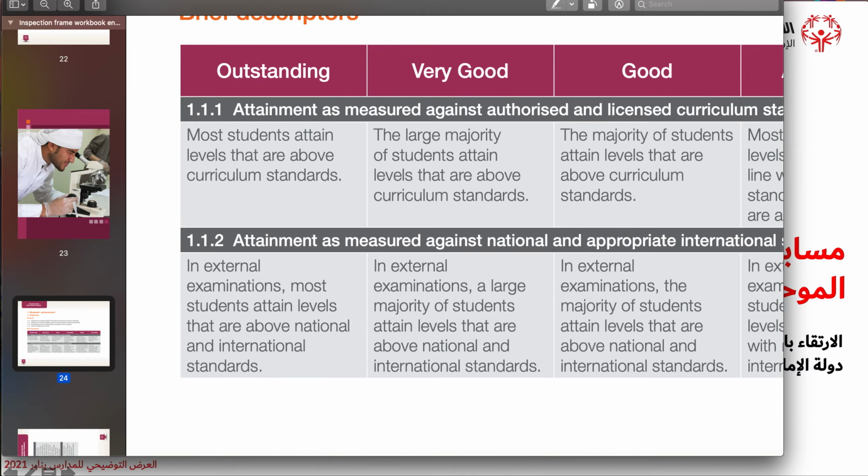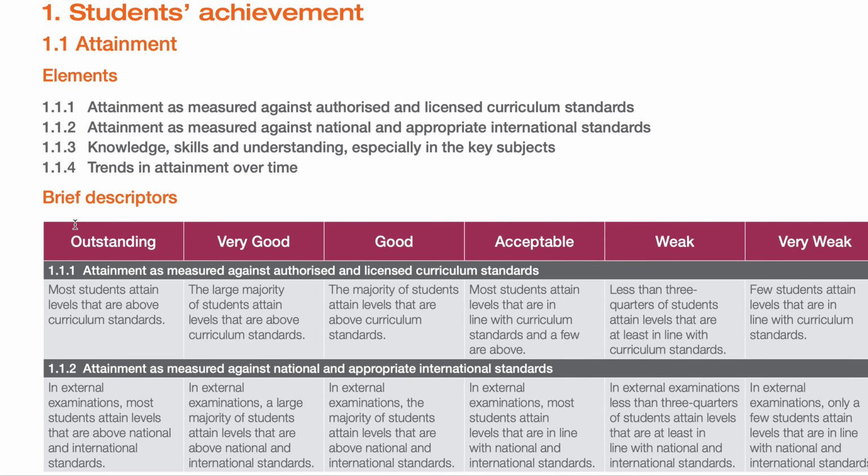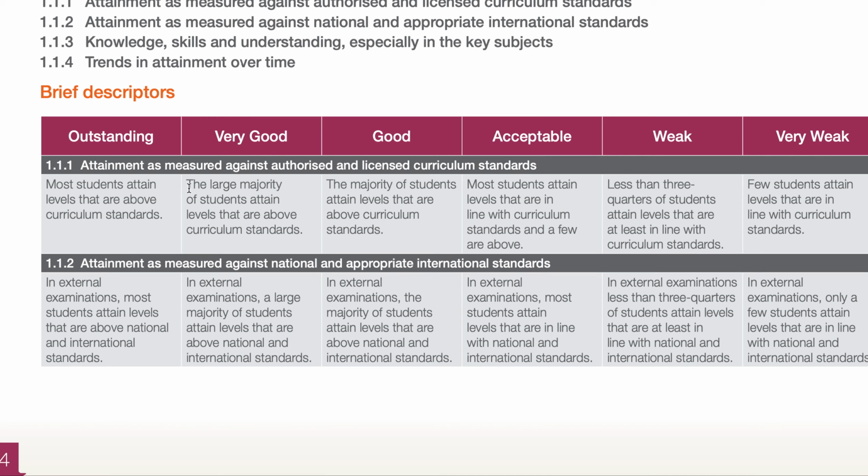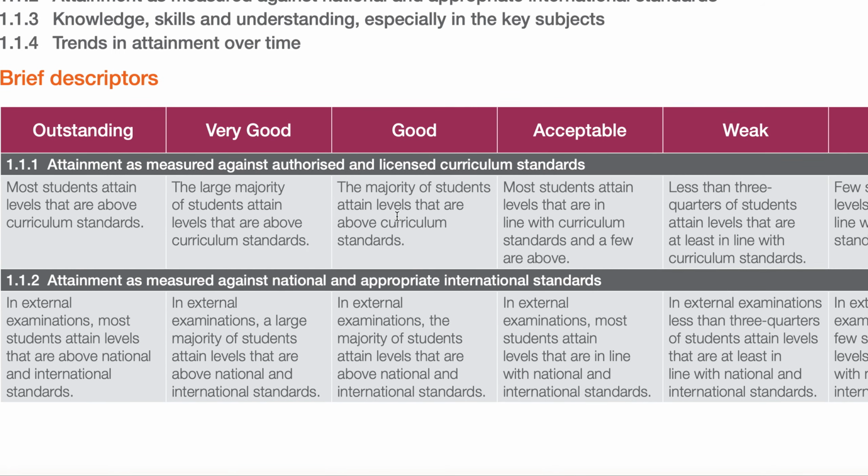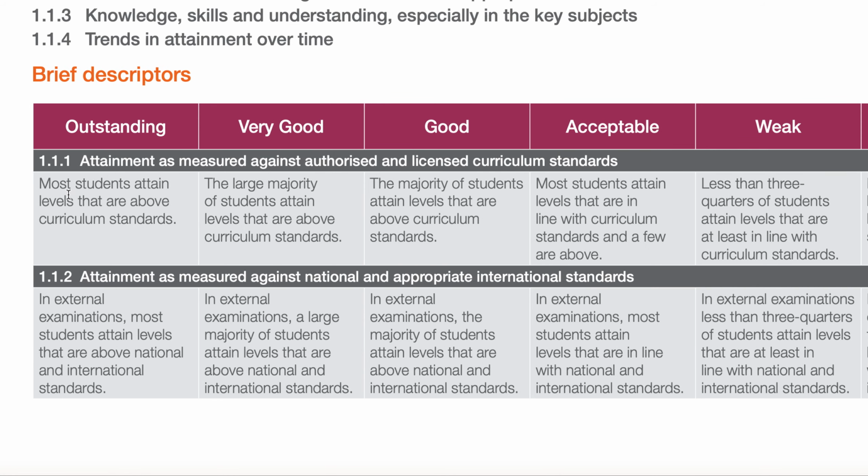There is something very important that I want to highlight in here, which is that there are some tiny differences between the different levels. So it is really important to have this critical eye looking at the specific words and terms in each performance indicator or descriptor. Let's have an example. If we are discussing the attainment as measured against authorized and licensed curriculum standards, when we read in here, you will find that most students attain levels that are above curriculum standards. While in here, the large majority of students attain levels that are above curriculum standards. While in here, the majority of students attain levels that are above curriculum standards. So as you can see, it is the same statement, but the degree is different.